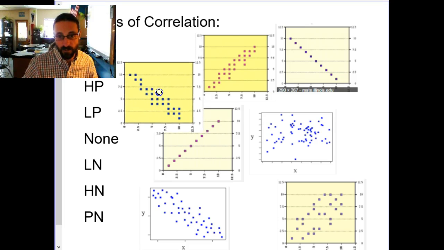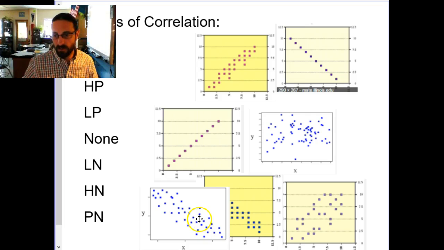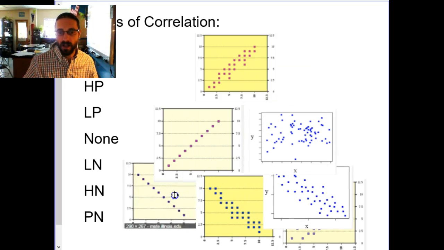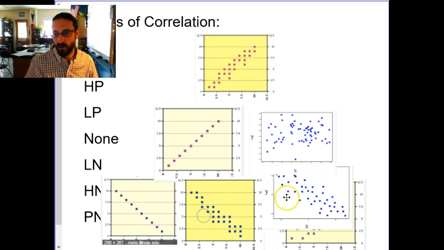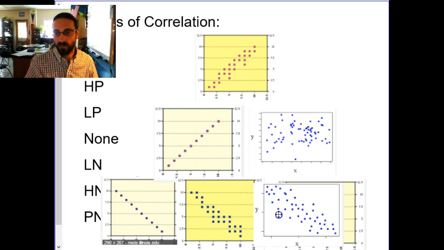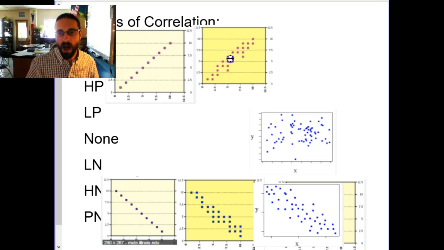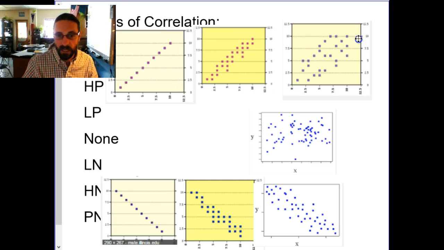This one definitely appears to be some kind of negative correlation, right? That one appears to be some kind of negative correlation. Ooh, this one right here, that is perfect negative correlation. That is high negative correlation. And that one is low negative correlation. Oh, wait a minute. This is perfect positive correlation. This is high positive correlation. And I bet this one's sneaky back here. Oh, sneaky. Is low positive correlation.